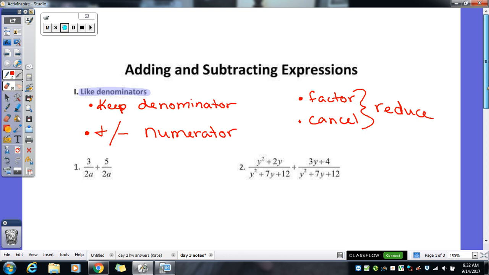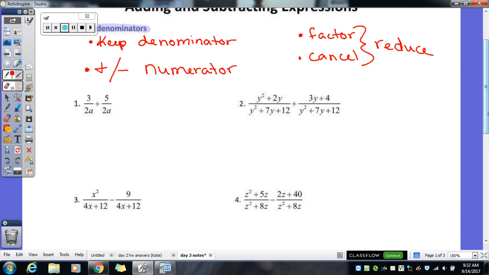So let's take a look at our first example. We have a common denominator. Both of our denominators there are 2a. So I'm going to keep my denominator, so I'm keeping my 2a. Add our numerators. 5 plus 3 gives us an 8. So I got 8 over 2a. So now all I have to do is reduce. How many times does 2 go into 8? 4. So that cancels that out, makes that a 4. So 4 over a would be our final answer for that one.